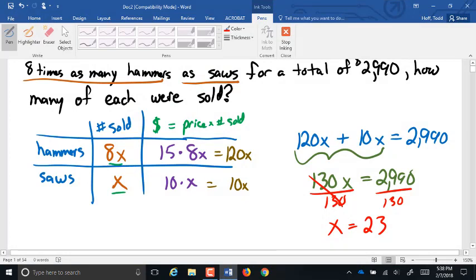We do have to look back and make sure we have solved the problem, answered the question. X is 23, that's the number of saws. Hammers are 8 times X. 8 times 23 is 184. So 184 hammers. Any questions?